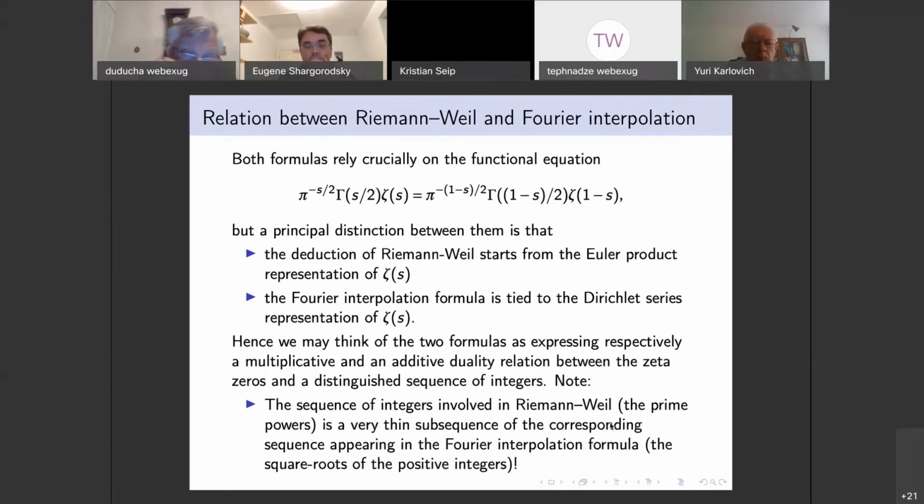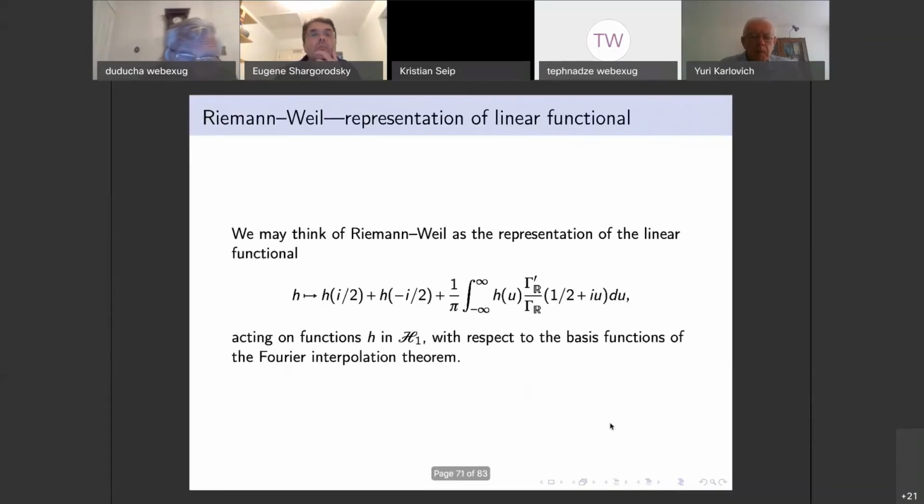And what you should notice is that the Riemann wave formula, I will come back to it on the next slide, is really a very thin subsequence of the integers involved in the corresponding sequence appearing in the Fourier interpolation formula. If you remember a few slides ago, we had log n over 2 pi in the Riemann wave, and we had log n over 4 pi in the Fourier interpolation formula. So it's really like going from n to n squared. That expresses the thinness of the sequence involved in Riemann wave compared to the one we have in the Fourier interpolation formula. So I think the next slide, if I remember correctly, says a bit more.